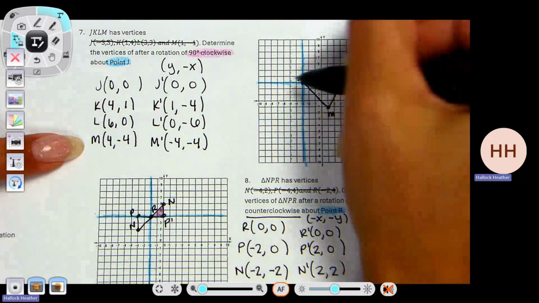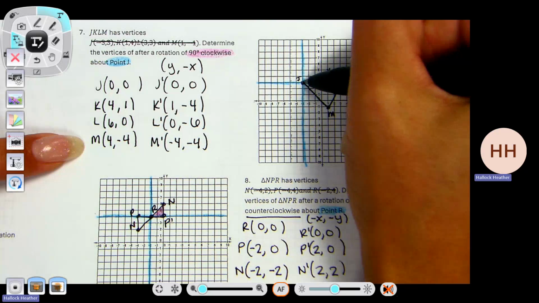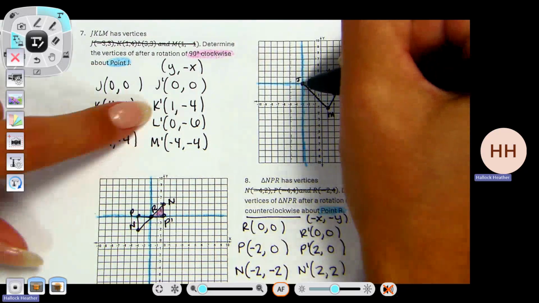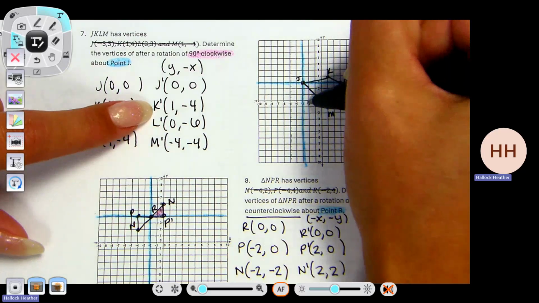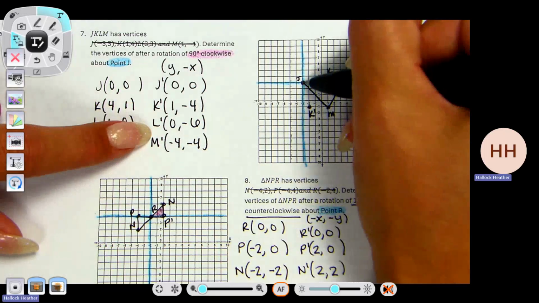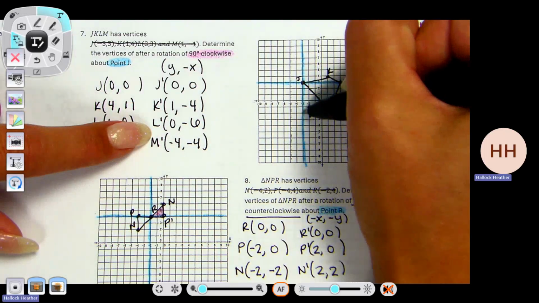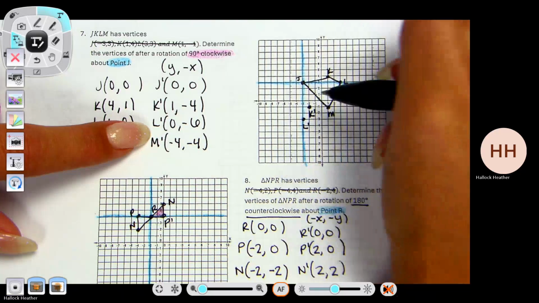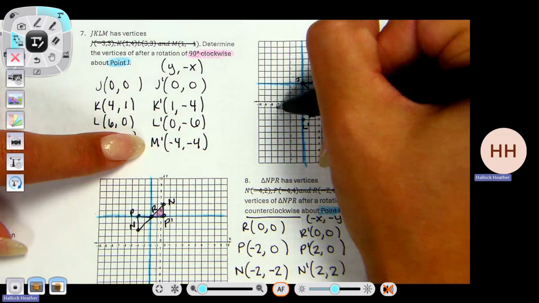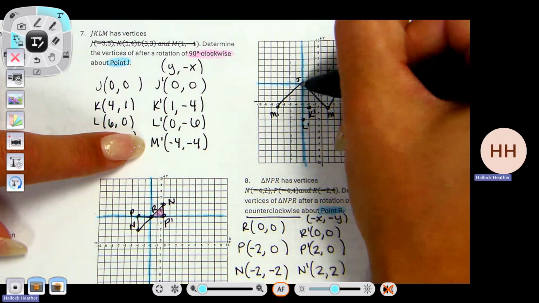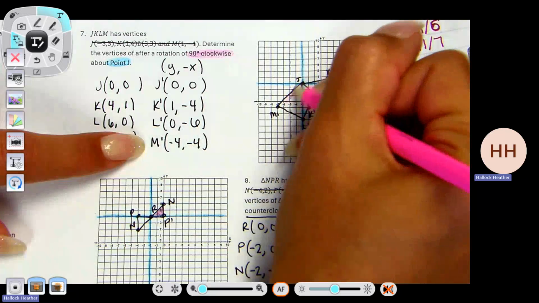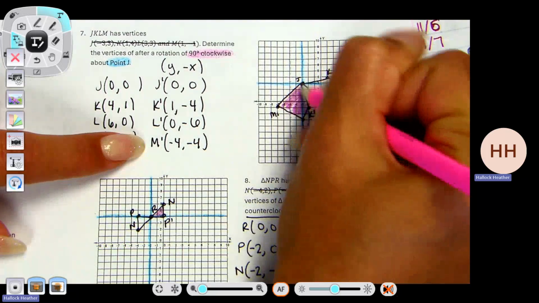So J is at 0, 0. K is at 1, -4. 1, 2, 3, 4. L is at 0, -6. So straight down 1, 2, 3, 4, 5, 6. And then M's at -4, -4. 1, 2, 3, 4. 1, 2, 3, 4. So M prime is here. So it should look exactly the same. It's just spinning around a weird point. So it's like a little awkwardly off to the side, but that's fine.